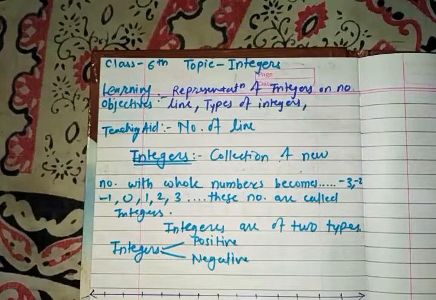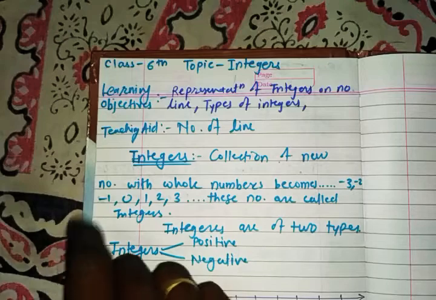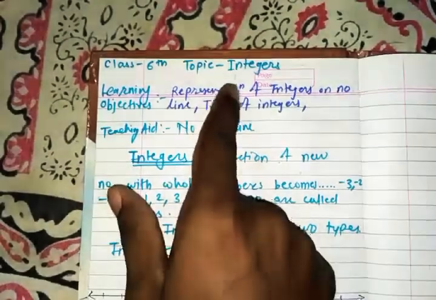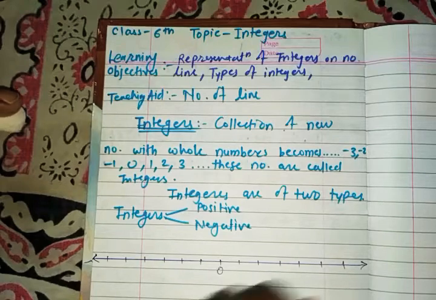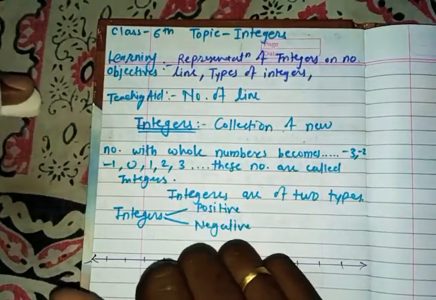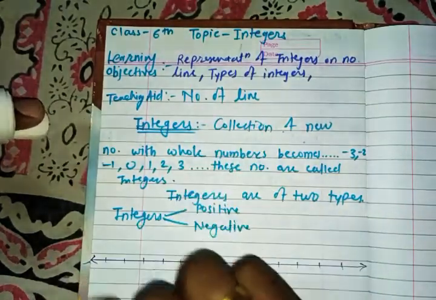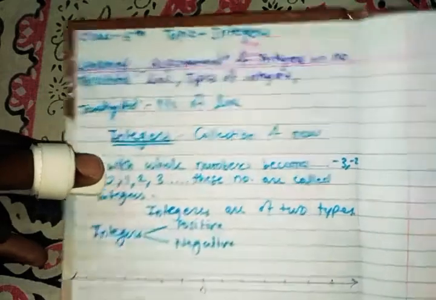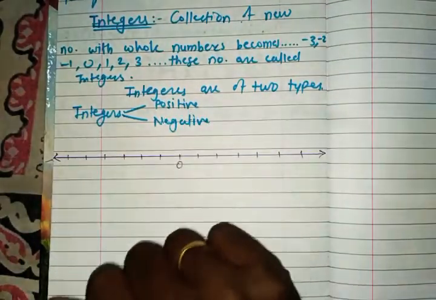Students, now we are going to learn the new topic, that is unit number 4, integers. In this, we will first learn the representation of integers, what we mean by integers, then how we can represent integers on the number line, and the types of integers. So let's start. What do you mean by integers?